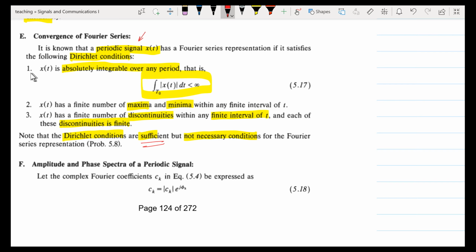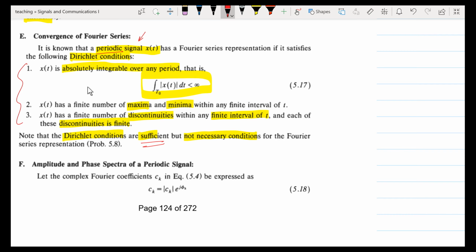And the three conditions are listed here. The function x(t) that is periodic must, first of all, satisfy the requirement of periodicity. So once that condition is met, there are three other conditions that must be met for the signal to be representable using Fourier series.